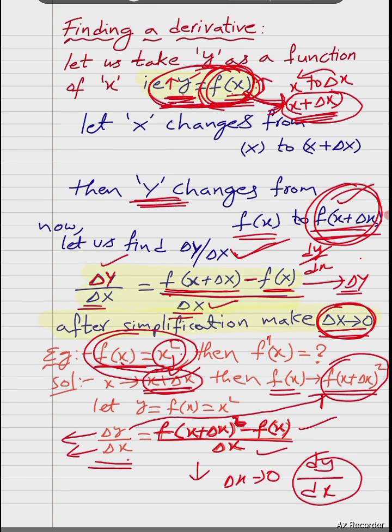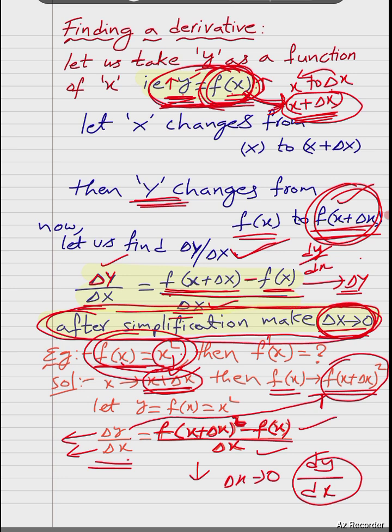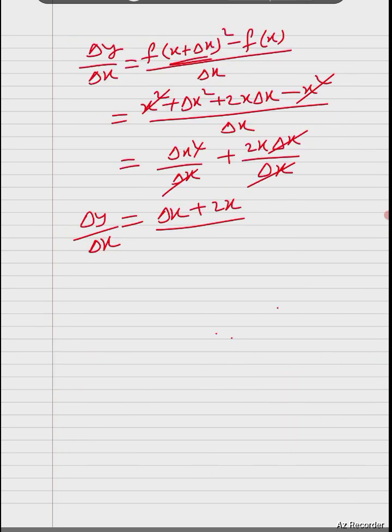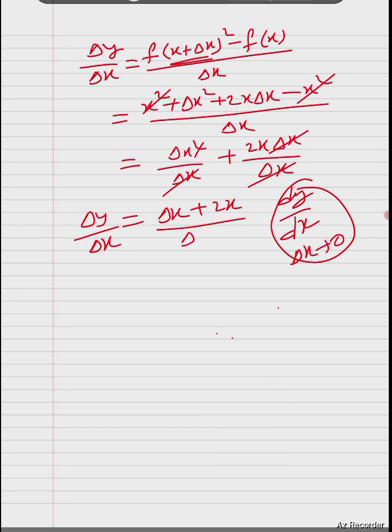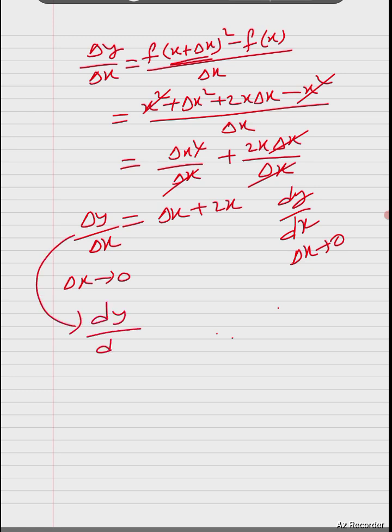What is our final step? After simplification, make delta x to 0. In order to find dy by dx, we have to make delta x to 0. Okay. So here let us make delta x tends to 0. Then this expression becomes dy by dx is equal to delta x is 0. So we are left with 2x.